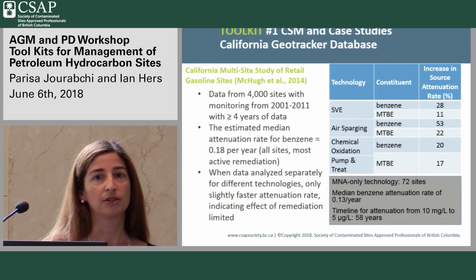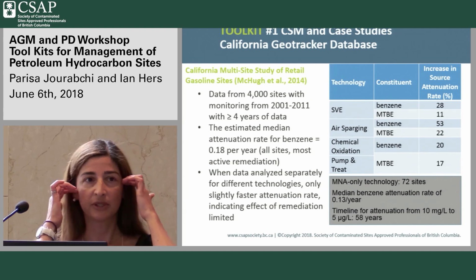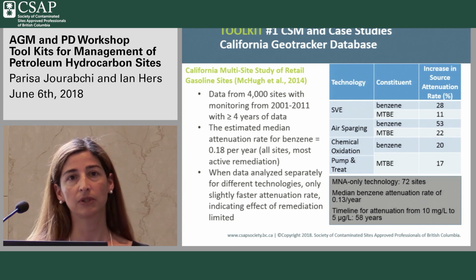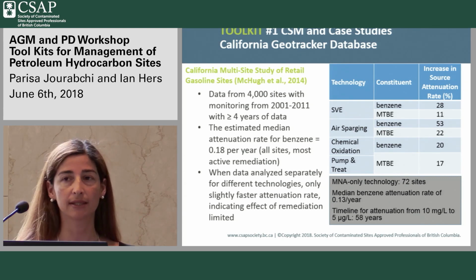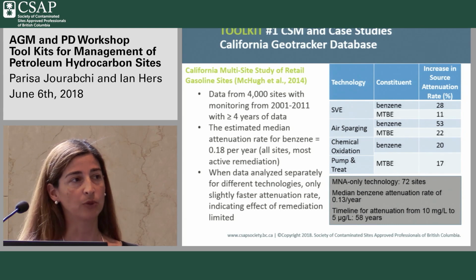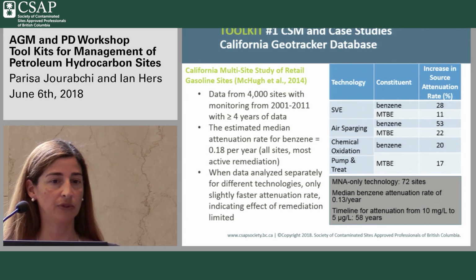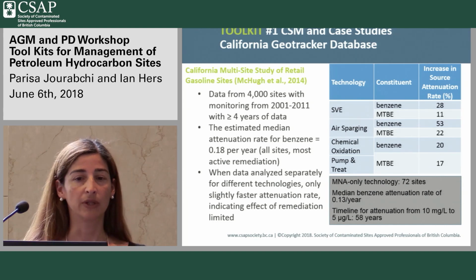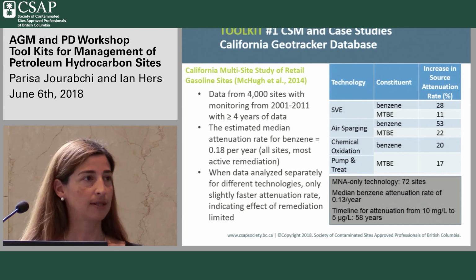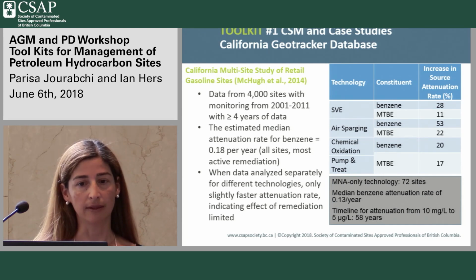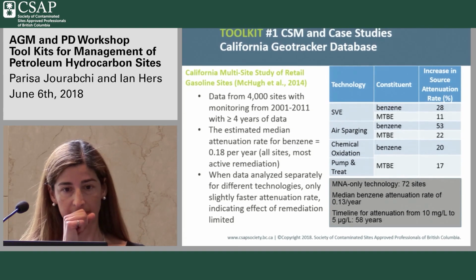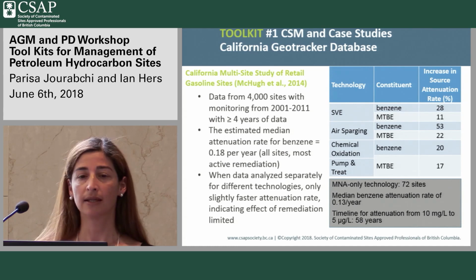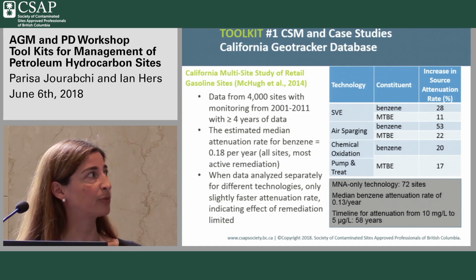So just a little bit on toolkit number 1. I think some of you are familiar with the toolkits, and it might be new to the rest of you. In this toolkit, we've looked at case studies and multi-site database studies, and one of the most comprehensive of those review studies was based on the California GeoTracker database, where they looked at data from 4,000 sites with about 10 years of monitoring data. They selected locations with greater than 4 years of data and estimated an attenuation factor of 0.18 per year.